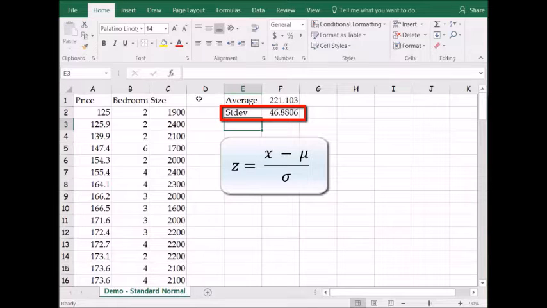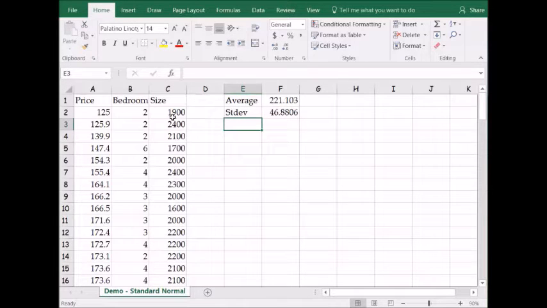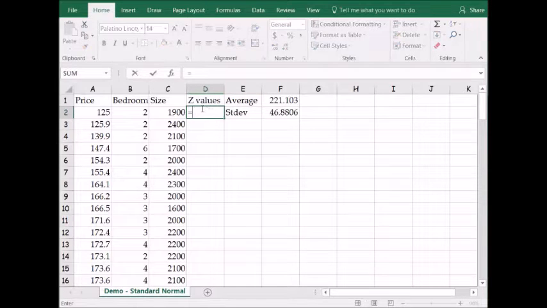I'll set up a new column for our transformed results, and I'm going to enter the formula as equals price, which is my x, minus my average, which I will lock using the F4 key, because I'm going to drag this down the column, close parentheses, divided by standard deviation, which I'll also lock.